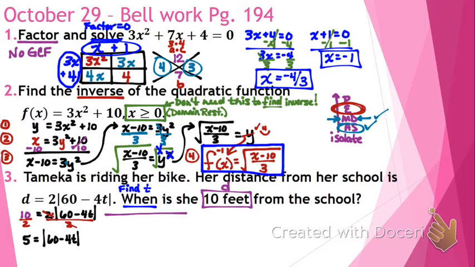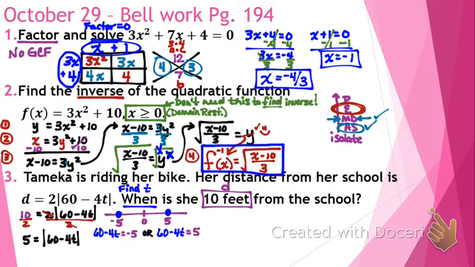So here's my number line. Here's 0. What is our distance? 5. Yep, -5 or +5. Those are the 2 possible locations where the part inside the absolute value could possibly be living. So 60 minus 4t could be over here at -5, or 60 minus 4t could be over here at +5. And we have to solve both of those.